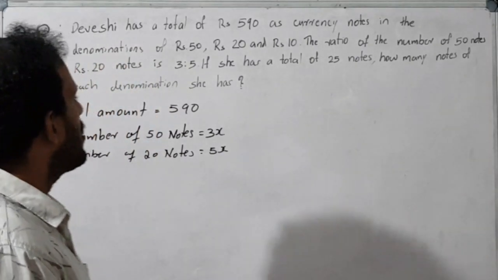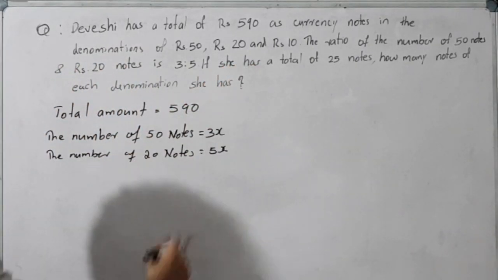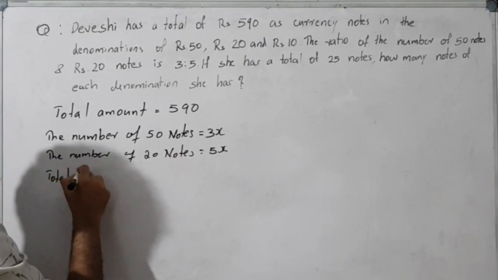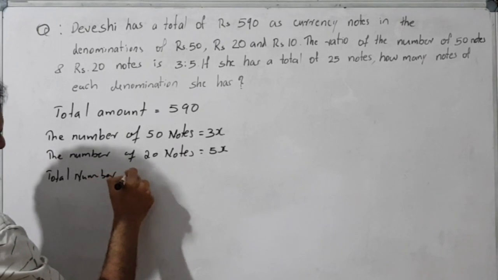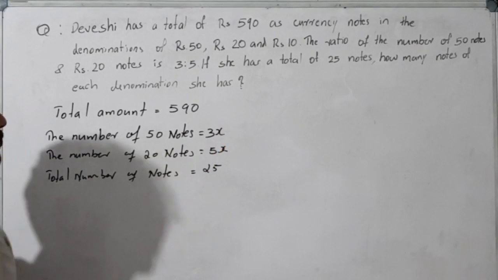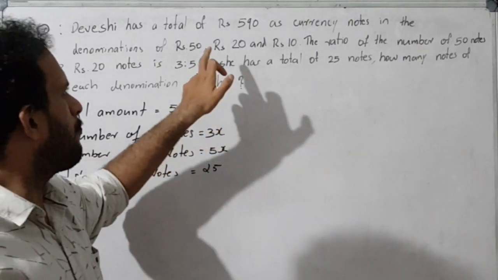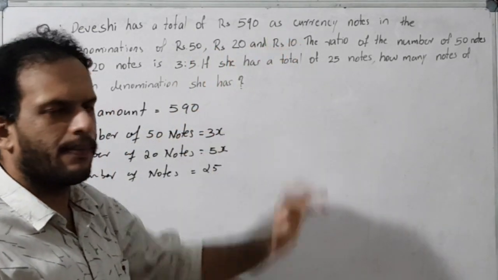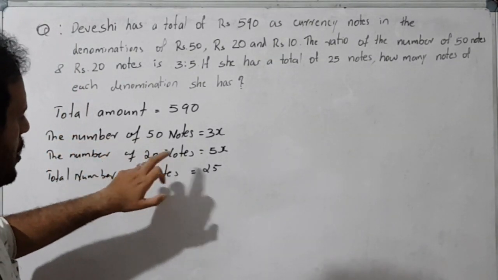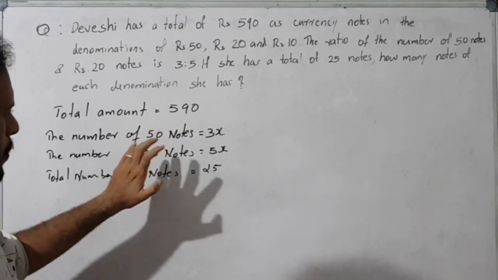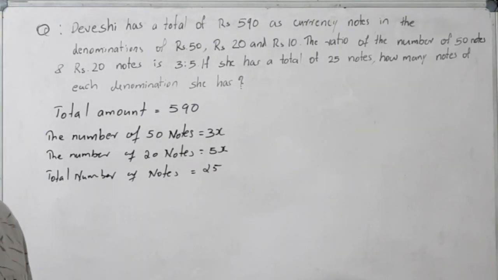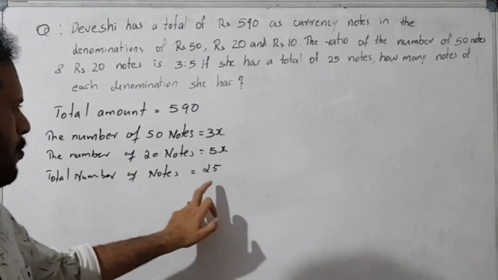Correct? So next, what is the total number of notes? Total number of notes is equal to 25. Correct? We have three types of notes. What are they? 50, 20 and 10. We take only two for now. What are they? 50 and 20, we got the numbers. The number of 50 notes we got and the number of 20 notes we got, but we didn't get the number of 10 notes. Correct? The total number of notes is equal to 25.